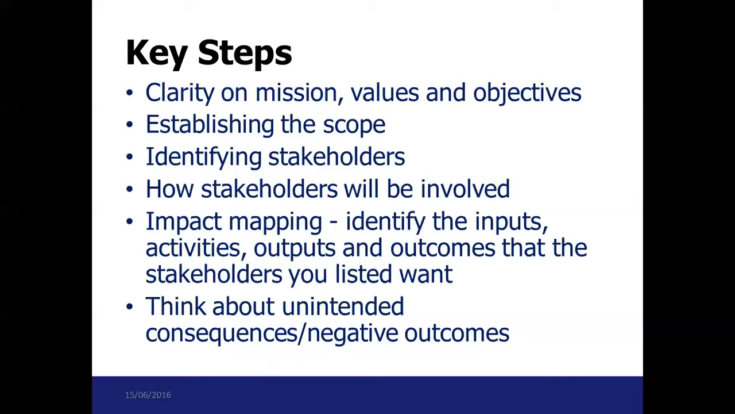Then it would be looking at your stakeholders and how you're going to involve them in the social impact measurement and reporting process. Then we move on to impact mapping, which is where you look at the process from what goes in at the beginning, so the resources and staff, to the outcomes that you achieve, and these are based on what each of the different stakeholders want as outcomes. And also then to think about any unintended consequences or negative outcomes that you may achieve.